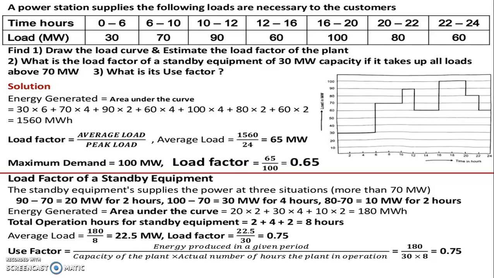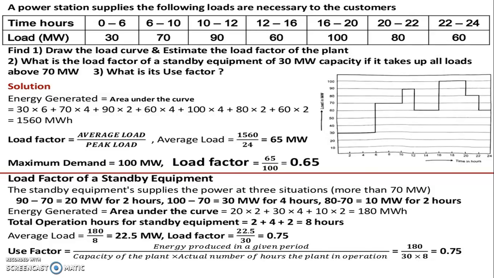So here a standby equipment supplies the power in 3 situations, when the load is more than 70 megawatt. So for more than 70 megawatt, 90 minus 70 we get 20 megawatt for 2 hours. 100 minus 70 we get 30 megawatt for 4 hours. 80 minus 70 is 10 megawatt for 2 hours. So energy generated is equal to the area under the curve. Through this we can calculate the energy generated. So we get 180 megawatt hour.